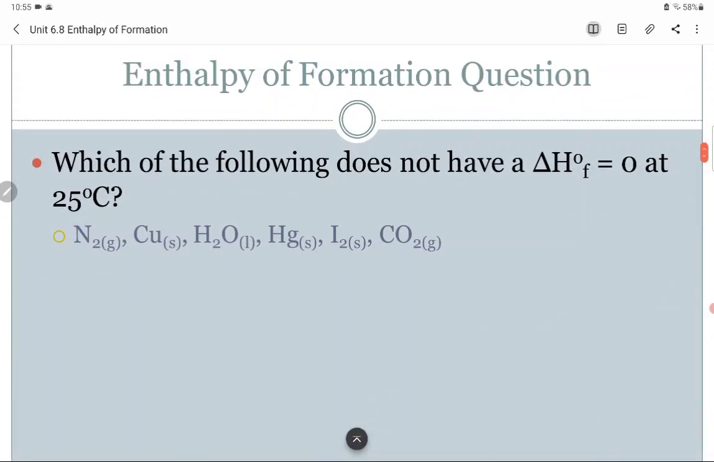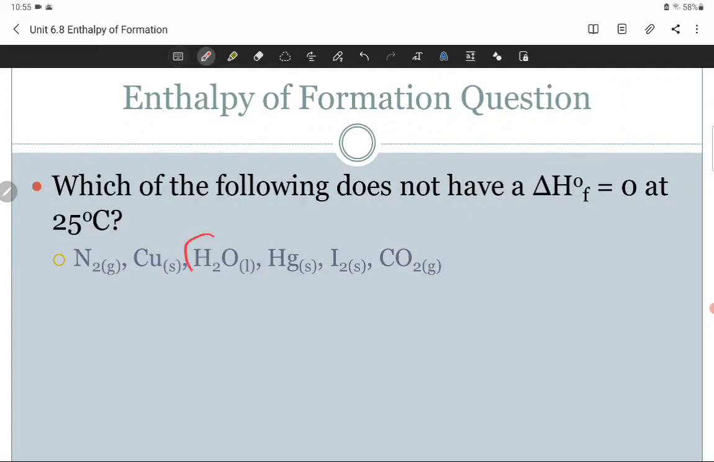Okay, so if you remember correctly, earlier I said that elementals in their standard state have delta H formation values of 0. So which ones do not have a value of 0? Something that's not in its elemental state. Well, water, first of all, isn't an element, so it would not have a value of 0. Mercury is typically a liquid, not a solid, so it would have to be formed, so therefore there's an energy involved with that.